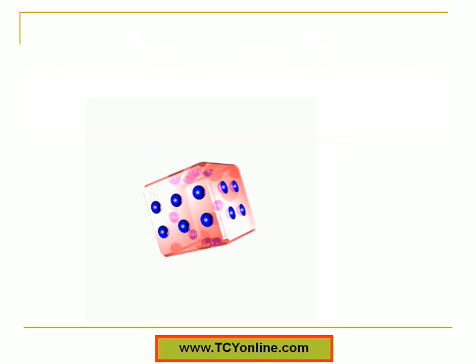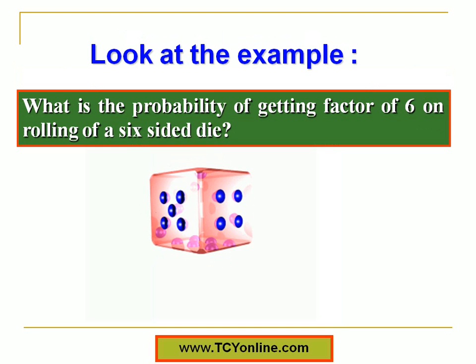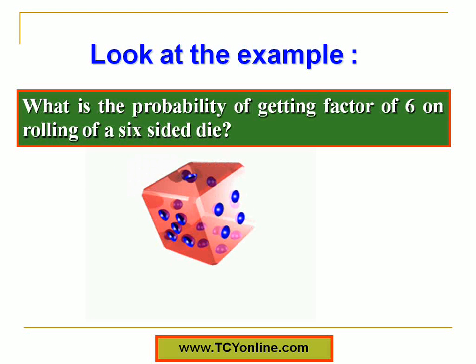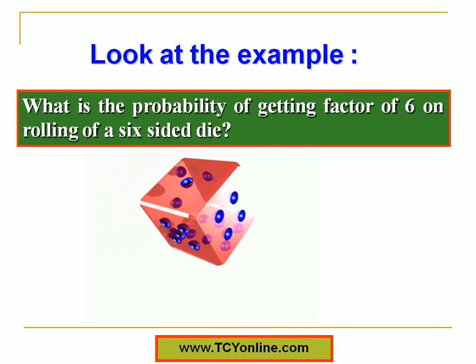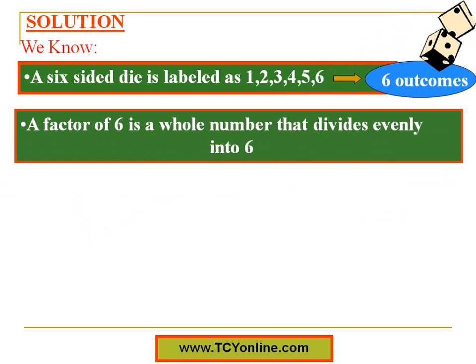Now let's look at an example. We are rolling a die. Now what is the probability of getting a factor of 6 on rolling of this 6-sided die? Now let's see how to find the probability for this event. When we roll a die, the possible number of outcomes are 1, 2, 3, 4, 5 and 6. And these are total 6 in number.